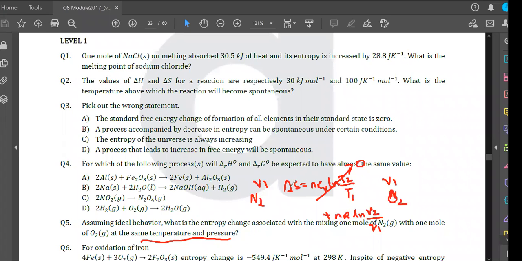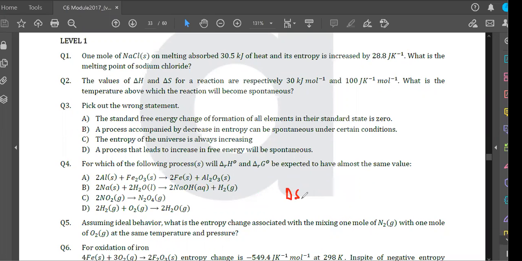ΔS for mixing will be R, because n is 1, ln V2 by V1. Now tell me, what is the initial volume? Because now it is mixed. If the initial volume is V0, V2 will be 2V0. Yes or no? Anyone who disagrees with this?